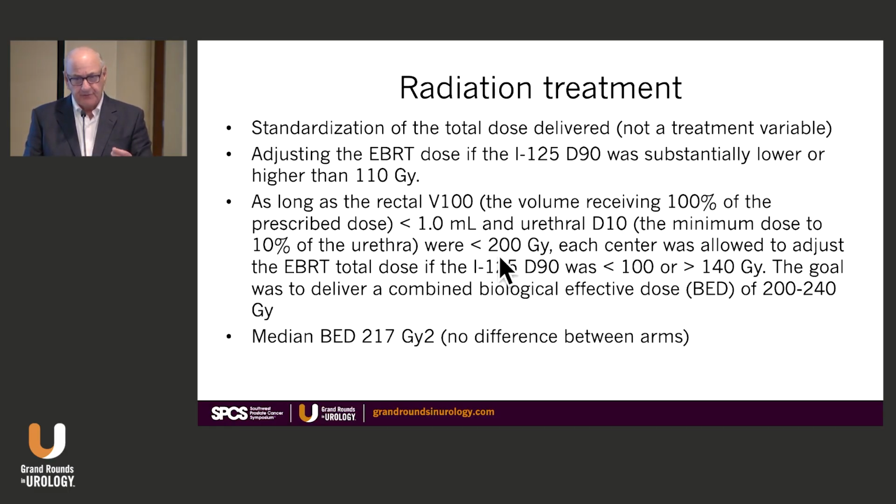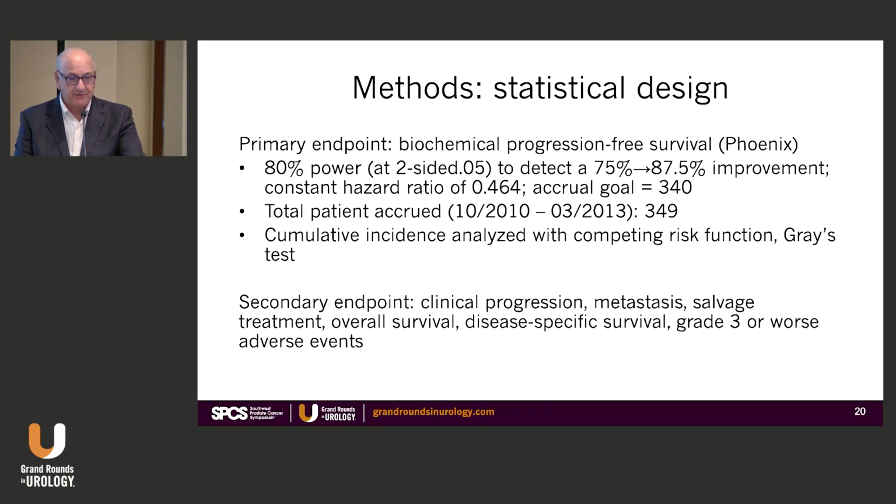And we set safety criteria in, which was if you had a lower dose, you wouldn't want to give more external beam radiation if the rectum received too much or the urethra received too much, because we didn't want to add extra radiation in and cause complications. So I tightly controlled the dose delivery in the protocol to try and keep the doses between 200 and 240 gray. So lo and behold, the median dose delivered in both arms was 217, which is pretty amazing considering you're dealing with 37 centers.